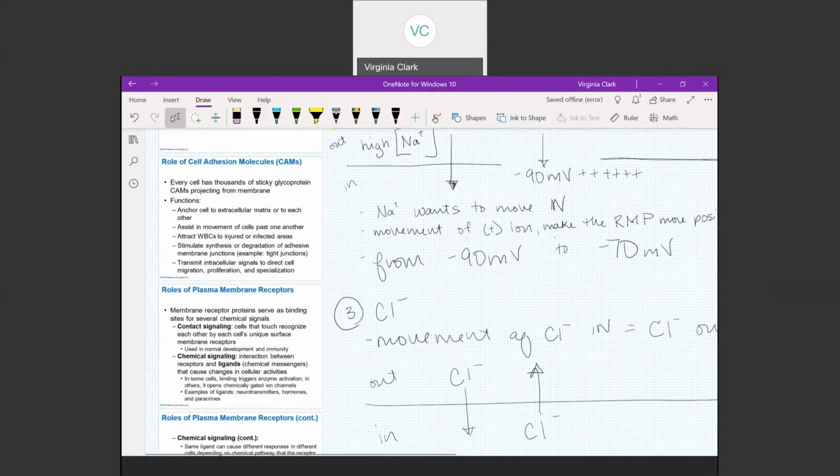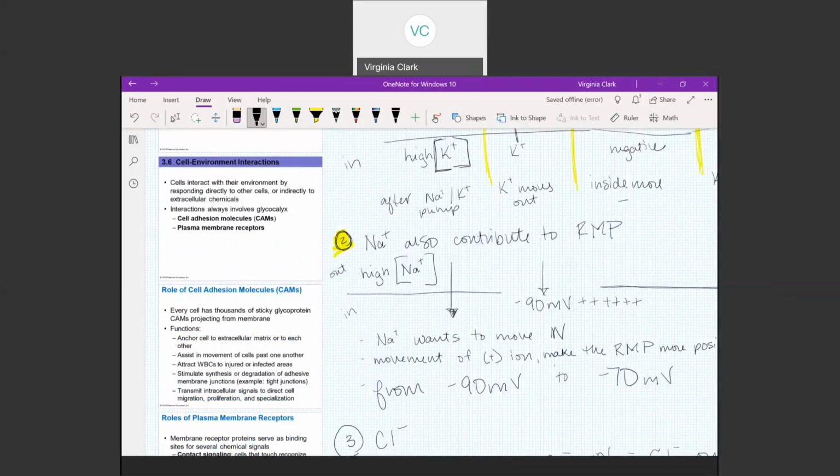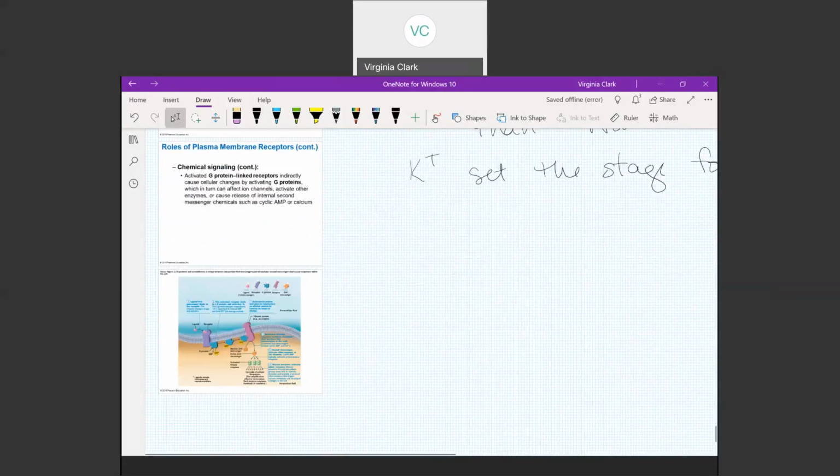Okay, the last section is going to be 3.6, and it's going into the cell connecting to the environment. So in 3.6, everything we've talked about so far is cell to cell, or cell on the inside or across the cell membrane. But 3.6 is going to be the cell interaction, cell to the environment interaction. So we're going to go through these real quick.